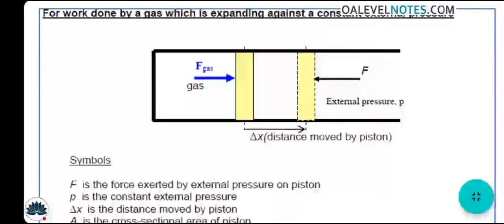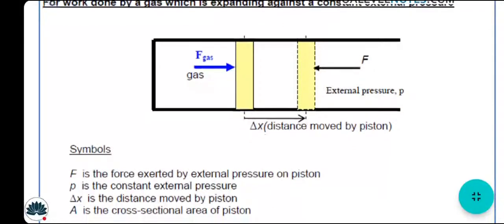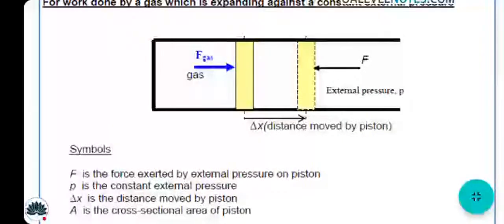Or the work done by gas or on gas. Okay, so for work done by a gas which is expanding against a constant external pressure, what does it mean? It means that first of all, your cartridge is on this gas syringe and the piston inside the gas syringe.